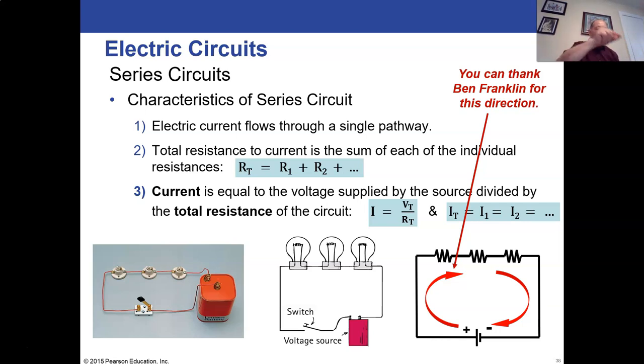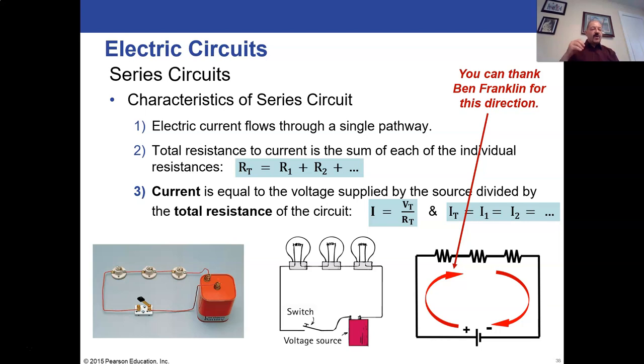Since it's a single loop, the number of electrons moving in one place per second is the same as the number of electrons moving in another place per second. They all have the same coulombs per second, the same amps everywhere along this loop. So all of the currents are the same. All of the I values are the same.